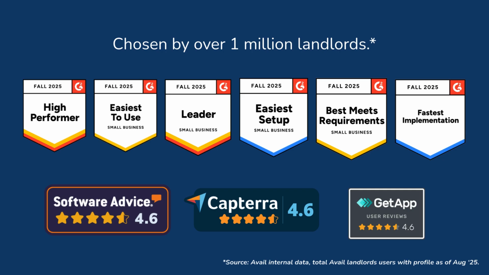On the review website g2.com, Avail has recently earned several badges across the property management, rental payment, and lease administration categories. Some of those include easiest to use, high performer, users most likely to recommend, users love us, easiest setup, fastest implementation, and more.